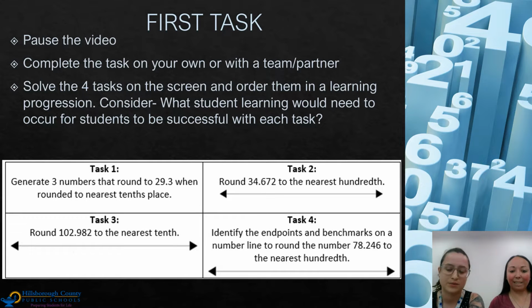For your first task before we dive into our work today, I want you to pause the video and complete these 4 tasks on your own or with a team or partner. After you've finished solving them, go ahead and order them in a learning progression and start thinking about what students need to know for each of these tasks in order to be successful.